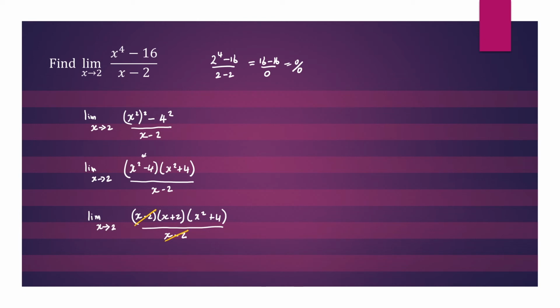We can try substitution again now to see if we can get the answer. So let's put x equals 2 into our question. We'll have (2 + 2) times (2^2 + 4). So we'll have 4 times (4 + 4). So you get 32 for the answer. So that's our limit as x approaches 2.